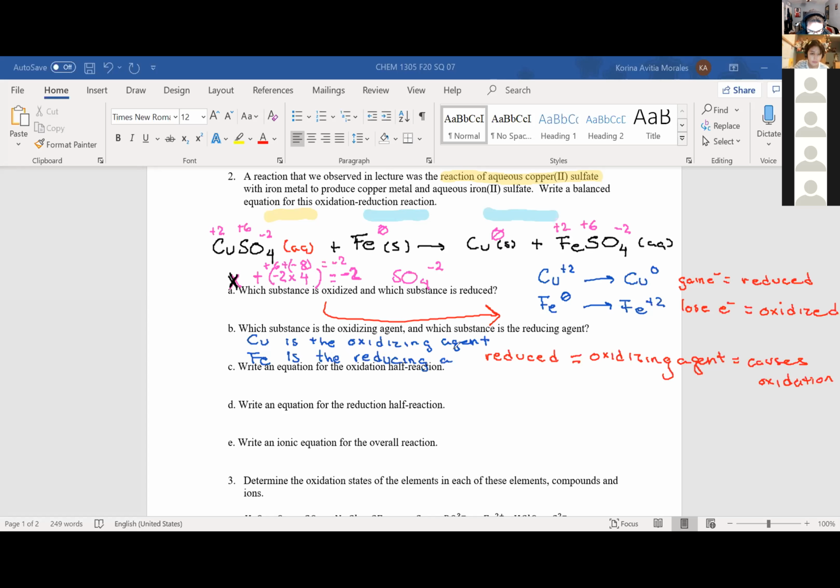So it might seem a little bit counterintuitive, but if you see agent, that means it's causing that to happen. Like it's causing the oxidation to happen. It's causing the reduction to happen. All right. Does that make sense? Yeah. Okay. All right. So next one. Write an equation for the oxidation half reaction. Okay. So for the oxidation half reaction, what would be the half reaction for this one?